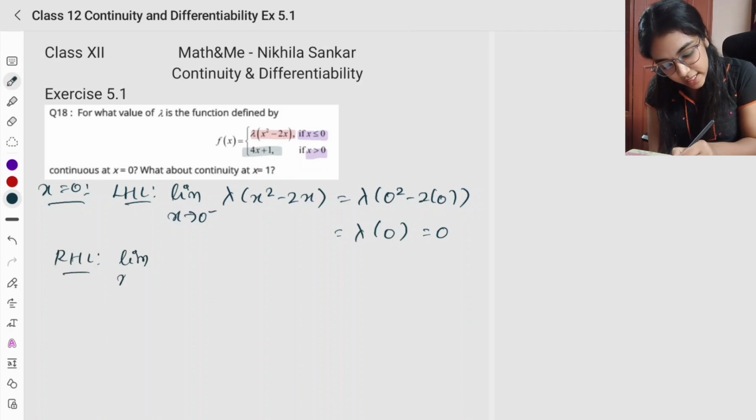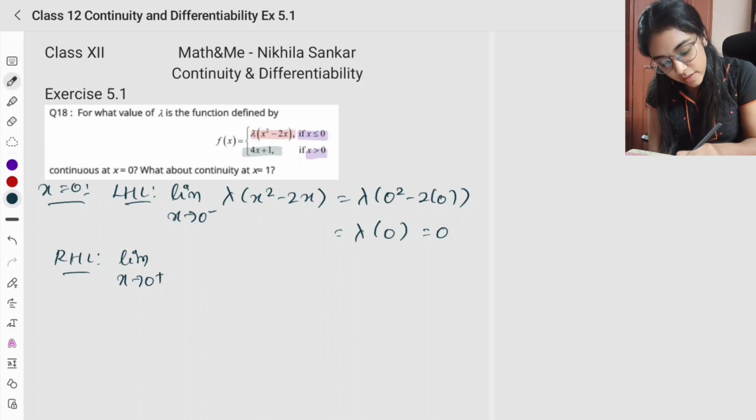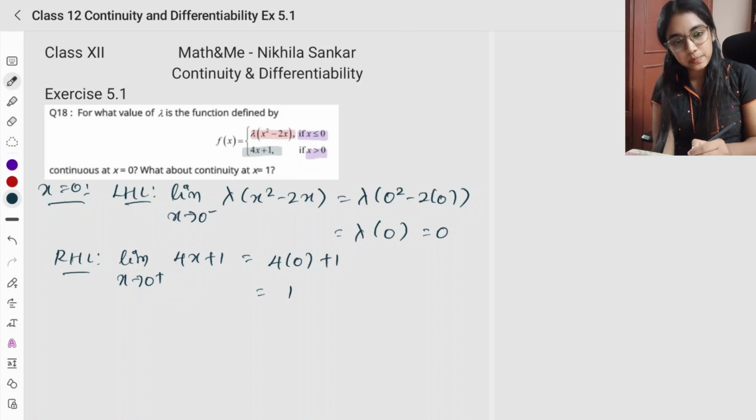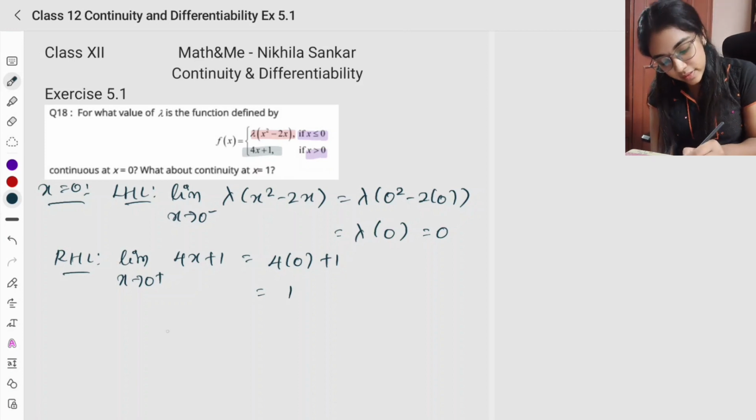Now what is my right hand limit? Limit x tends to 0 plus. For 0 plus, the value marked in gray, I'll have 4x plus 1, which is going to be, when I substitute the value of x to be 0, 4 times 0 plus 1, which is going to be 1. So left hand limit is not equal to right hand limit. You see that I have left hand limit is not equal to the right hand limit.